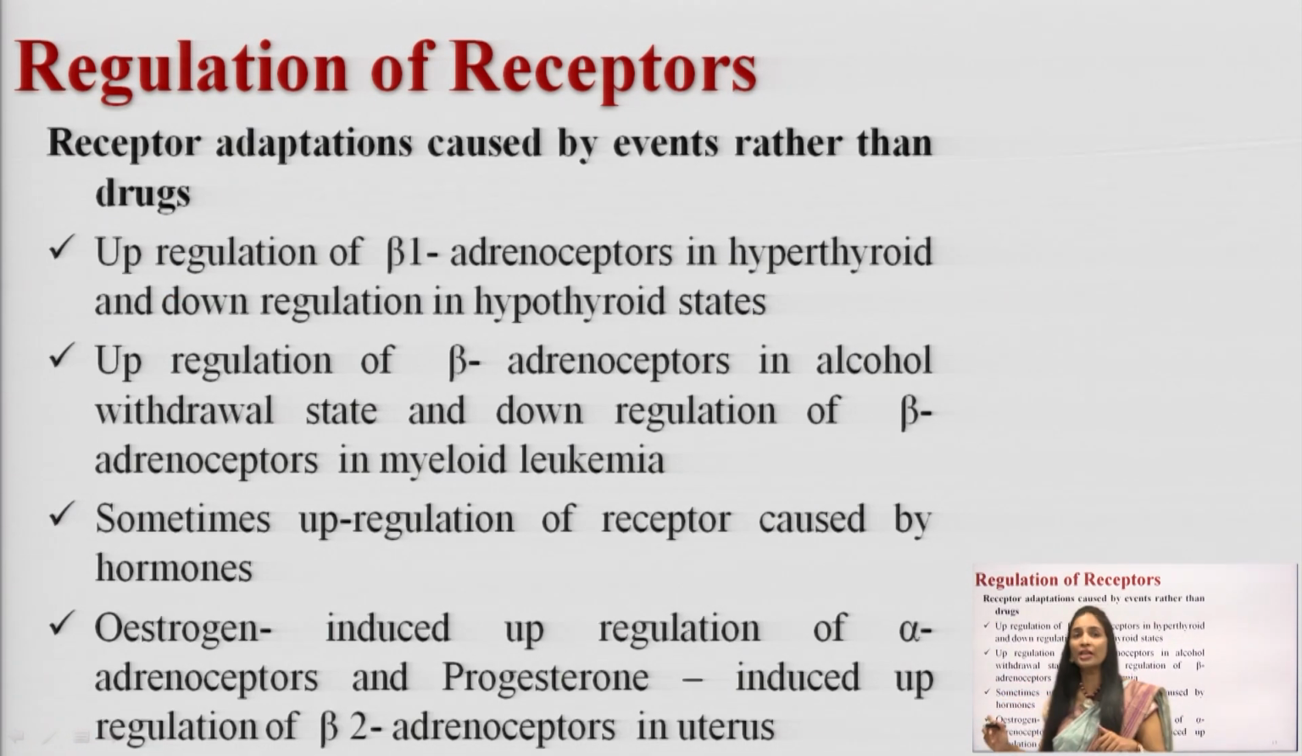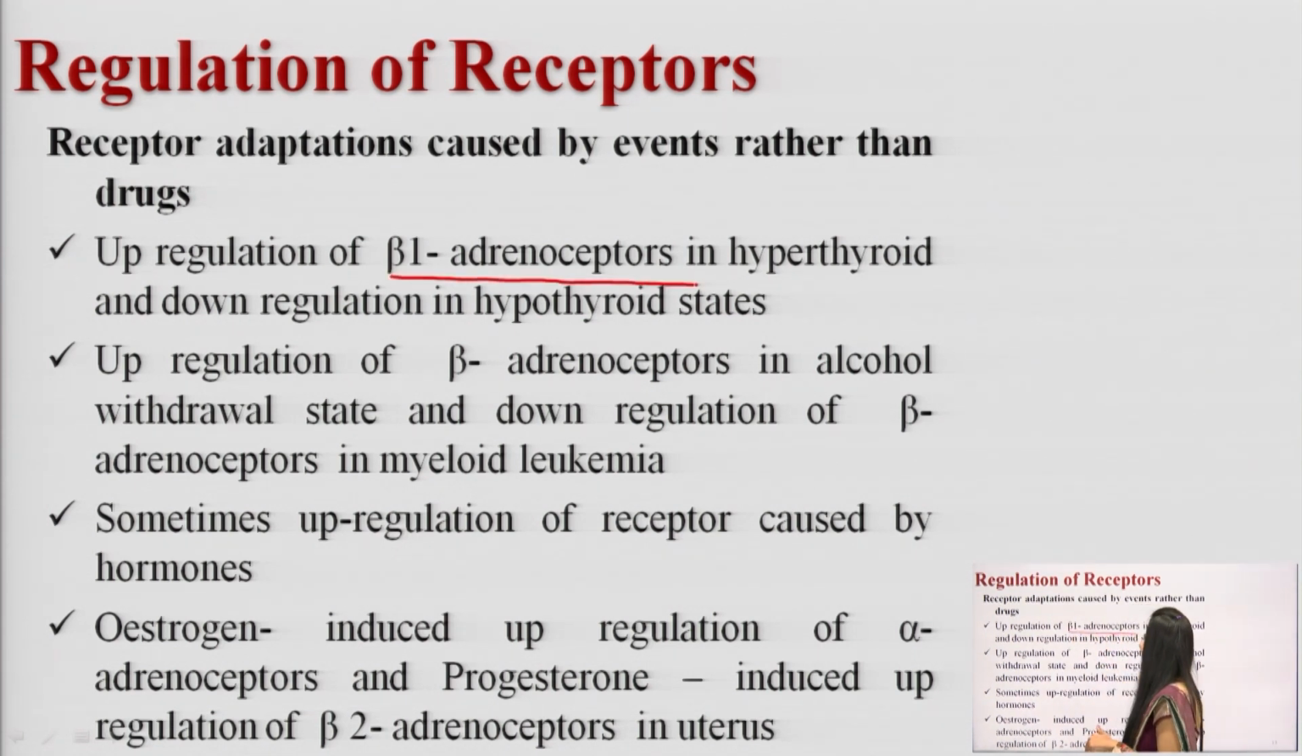For example, in upward regulation, the beta 1 adrenoreceptor will show upward regulation in the hyperthyroidism condition. Here I am talking about receptor adaptation caused by events, but not by a drug. The drug does not play any action here; the event plays the major role in showing the upward or downward regulation.